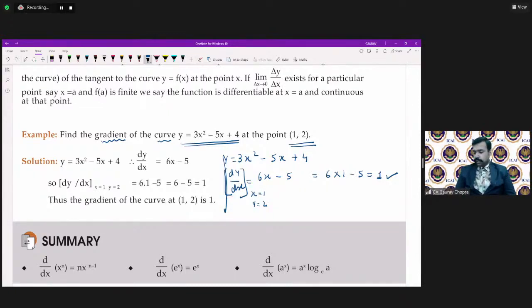Now Ujjwal is asking about when we will use the double derivative. Whenever the question asks you to find the double derivative, at that point of time only you have to find the double derivative. Otherwise, simply take the normal first derivative.